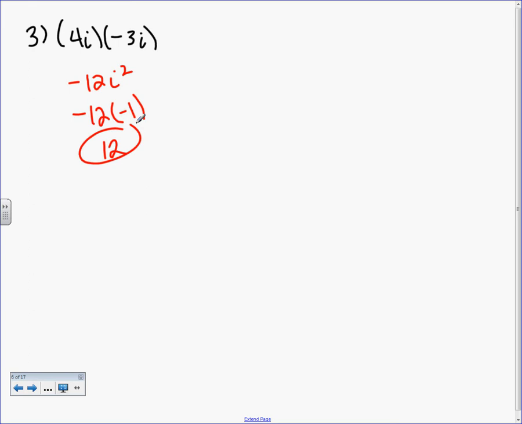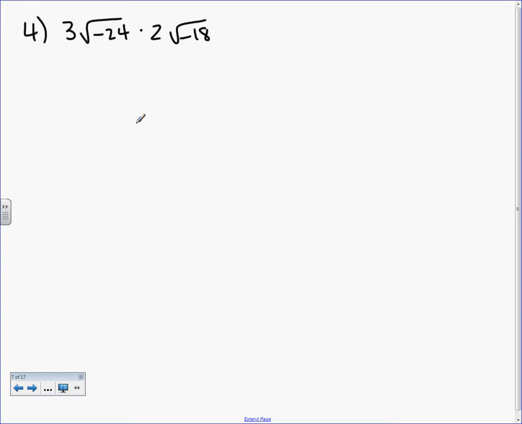Some of these are really easy. Some of them still take a while. This one, I have to do what first? Before I do anything? Take out the i's, right? 3i square root of 24 times 2i square root of 18. Have I lost anybody? Okay, great.